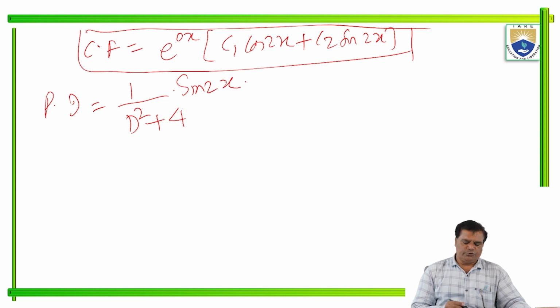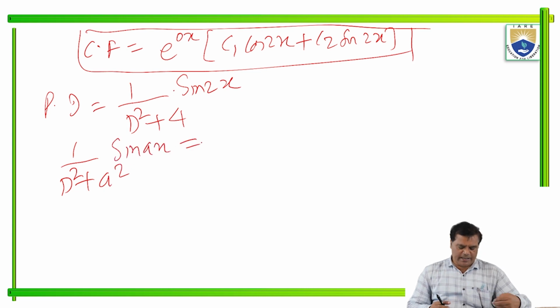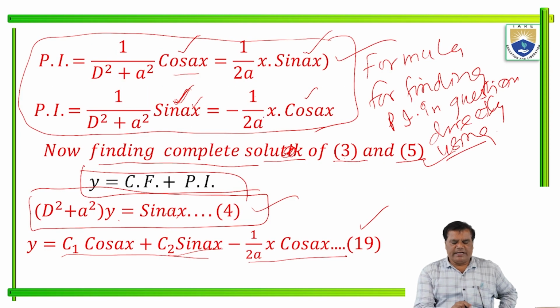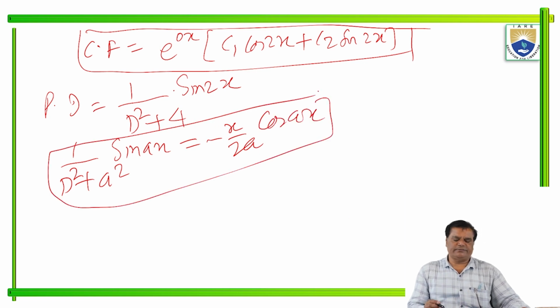Now I am writing the formula here: for 1 upon D square plus a square acting on sin ax, the result is minus x upon 2a times cos ax. I have proved this formula, and we use it directly here.